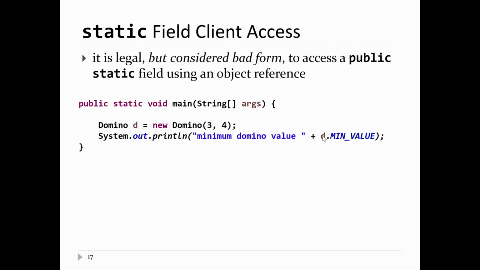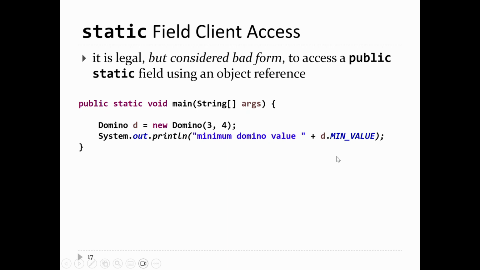The compiler will allow it. Eclipse will flag a warning, so it will warn you you're using a static field in a non-static context. So you're using an object to access the field. So it's legal, but bad form. You should always access a static field or anything that's static using the name of the class.